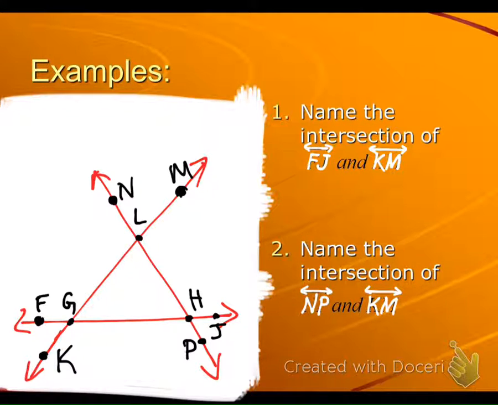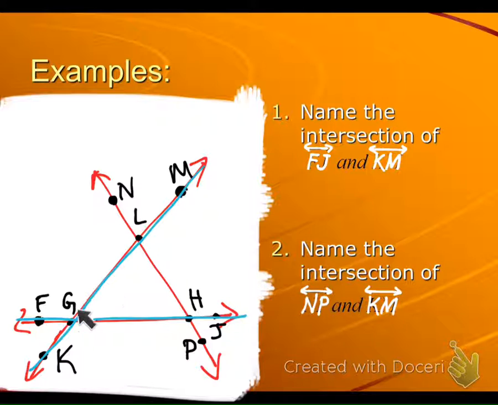Alright, for examples 1 and 2, we are going to use this diagram on the left. For number 1, we are to name the intersection of lines FJ and KM. So it might help if you take a pencil and just lightly trace over those lines. So FJ, we see it's here. KM is the one going diagonally starting in the bottom left.